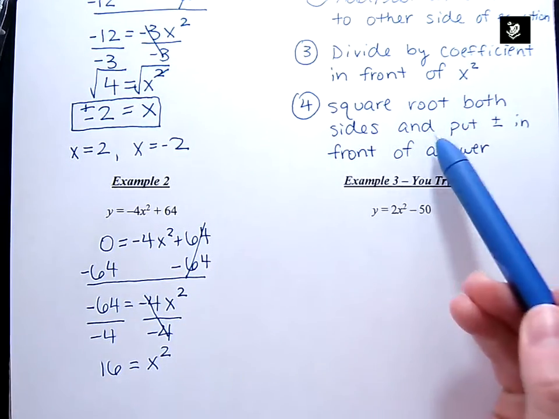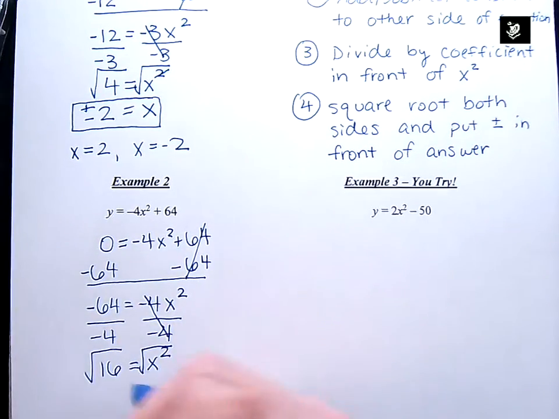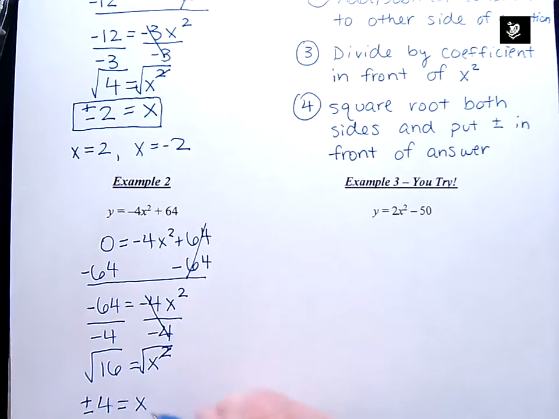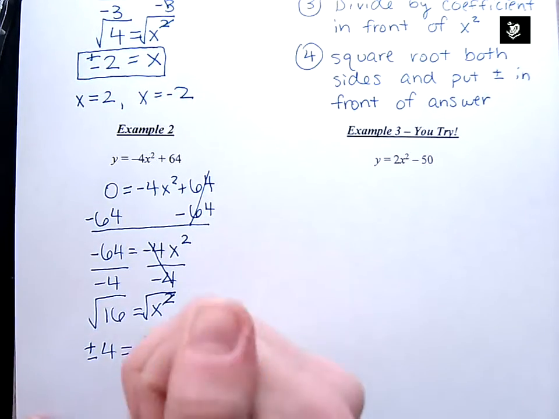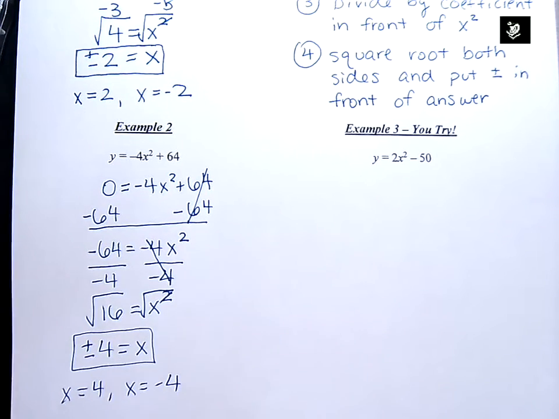And last but not least, square root both sides and put plus minus in front of my answer. So the square root of 16 is a 4. We have to put plus or minus in front. So we can either leave it like that, or we can write it out. X equals 4, x equals negative 4. So I'd like you to try example 3 on your own and submit your answer when you've completed it.